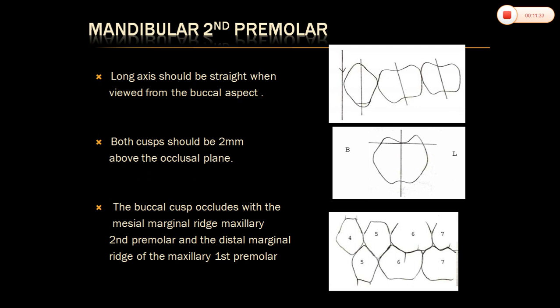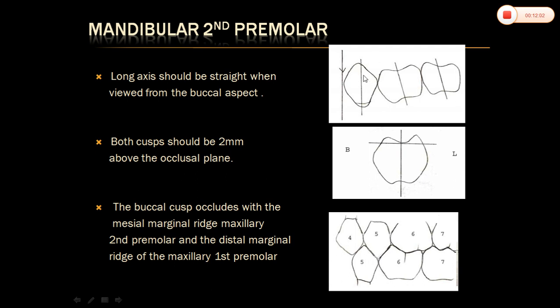Coming to premolars, mandibular second premolar. Long axis should be straight when viewed from the buccal aspect. Both cusps should be 2 mm above the occlusal plane. The buccal cusp occludes with the mesial marginal ridge of the maxillary second premolar and the distal marginal ridge of the maxillary first premolar. Here is how the intercuspation comes. You can clearly see in this picture.